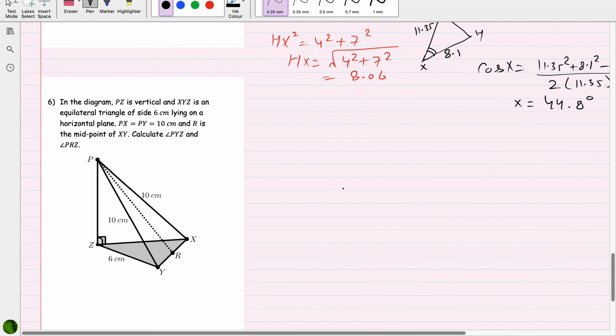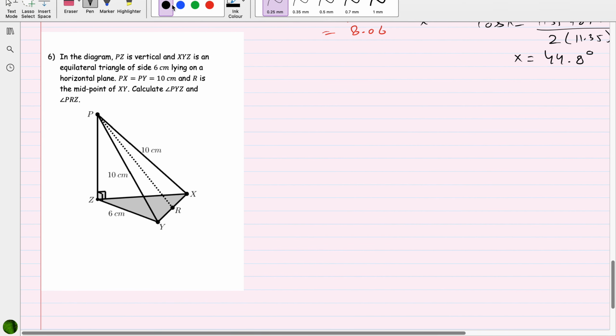Coming to the last question of this video, question number 6. In the diagram, PZ is vertical and XYZ is an equilateral triangle. So if this is equilateral, this length at the back is 6, this complete is 6. Lying on the horizontal plane, PX is equal to PY, already labeled 10, and R is the midpoint. If this is the midpoint, it is 3, and this is also 3.